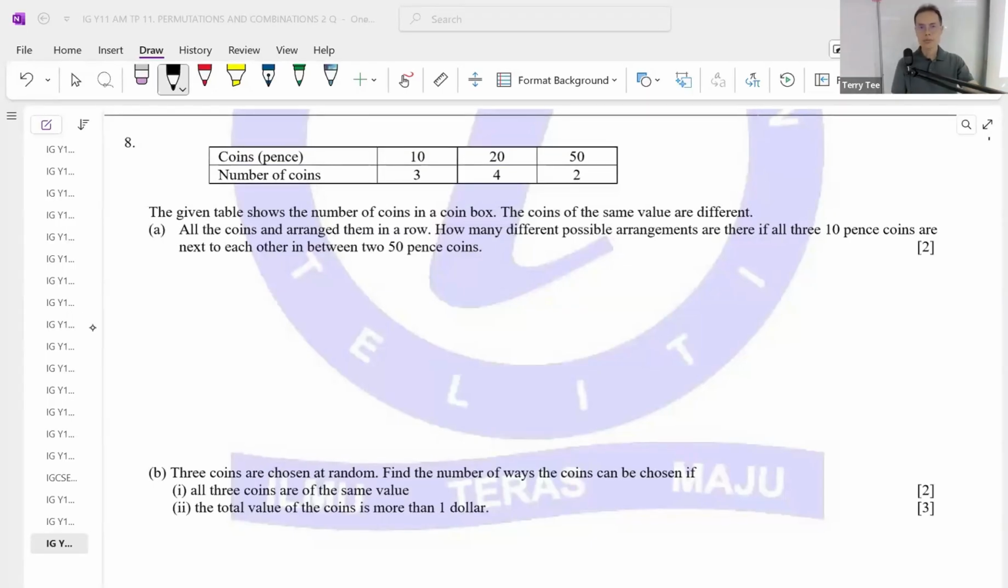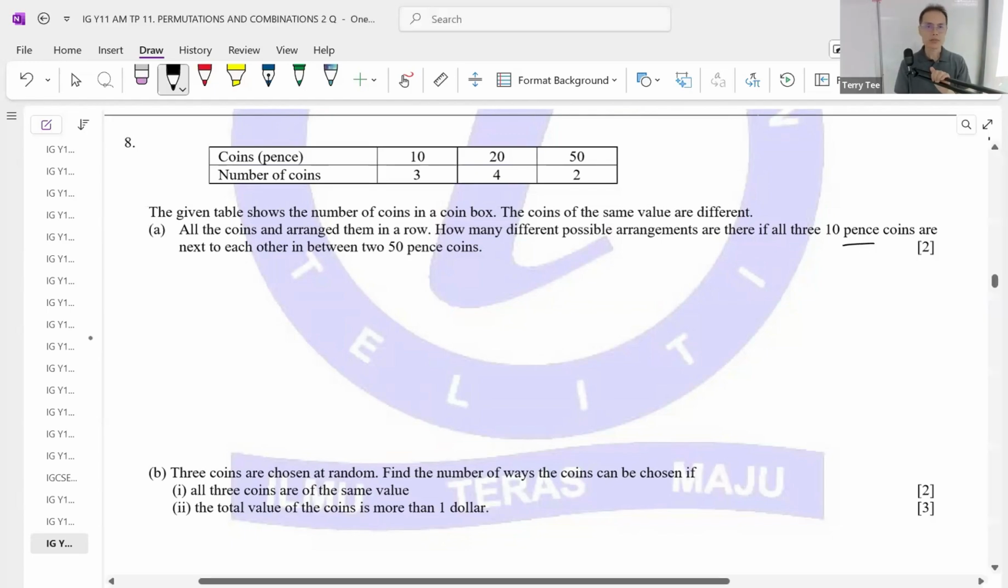The given table shows the number of coins in a coin box. The coins of the same value are different, right? So like, for example, your 10-pence coin, the year is different, 2017, and then another 20-pence coin is another, even the same value, they can have different years, right? Different year it was minted. So all coins are arranged in a row. How many different possible arrangements if all 3 10-pence coins are next to each other in between 2 50-pence coins?